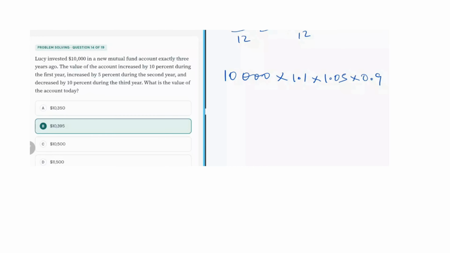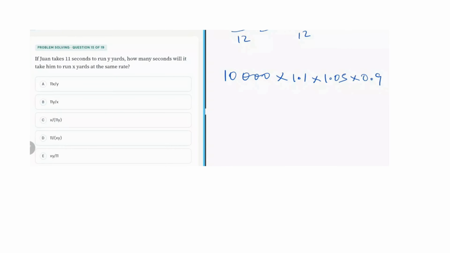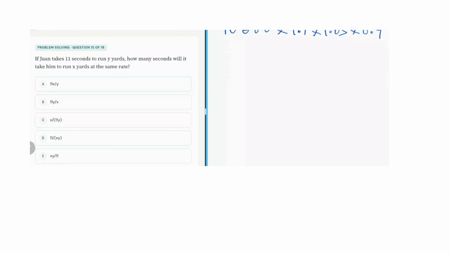10,395. Next question. If Joanne takes 11 seconds to run Y yards, how many seconds will it take him to run S yards at the same rate? Now, the proportion is back. You see why I solved that other question with proportion?